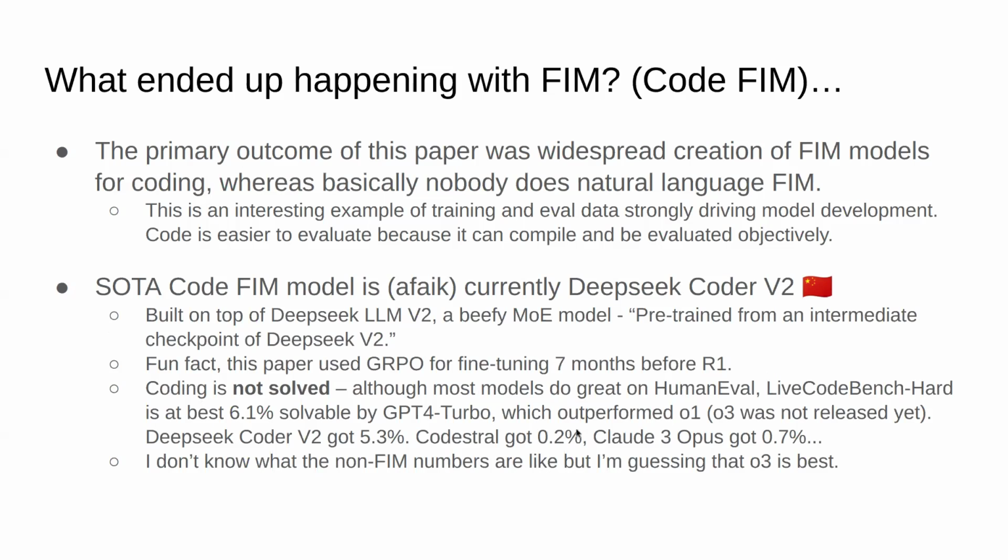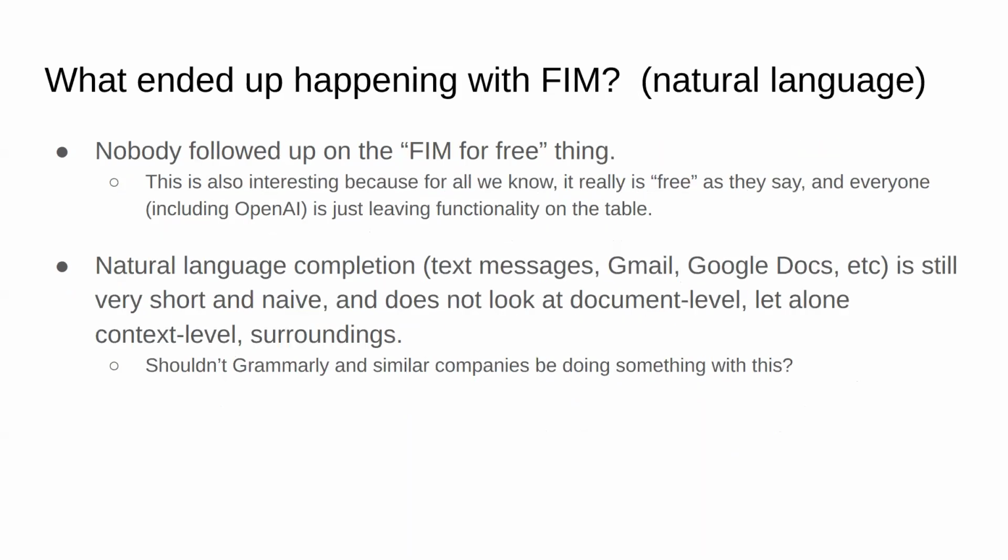For example, on the LiveCodeBench hard problems, at the time, the absolute best any of these models could do is 6% from GPT-4 Turbo, which is not an FIM model. So that's why this is still the best FIM model. Nowadays, I'm guessing o3 is probably the best as far as non-FIM models. Could you elaborate on what those numbers represent?